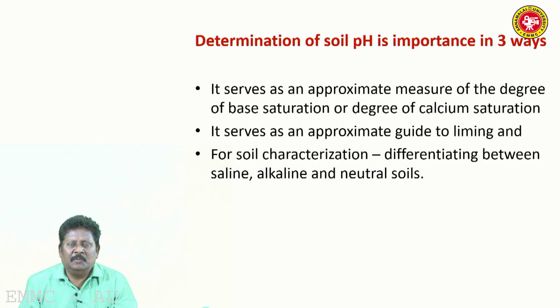So, the more the base saturation capacity, the more will be the fertility of the soil. So, it gives an approximate estimation of the base saturation percentage of the soil. When you estimate the pH of the soil, it gives an estimate of the base saturation percentage. And also it serves as an approximate guide for liming, because when the soil is acidic, then we have to go for liming to bring the soil to neutral.